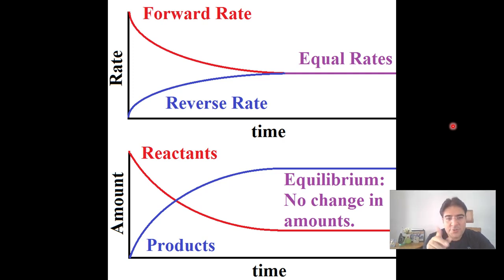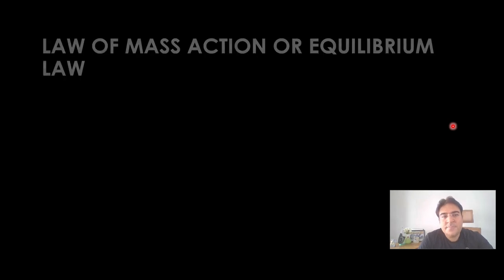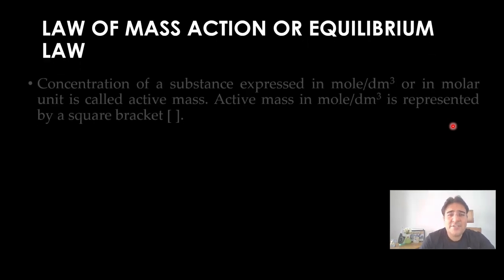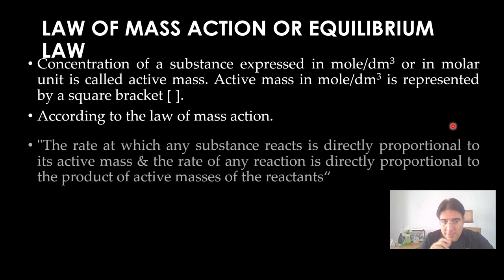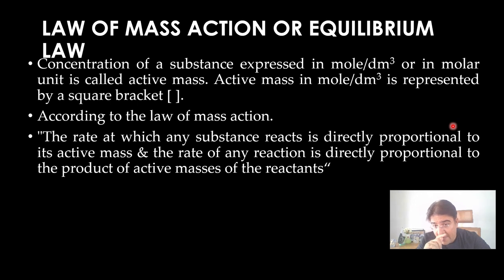The graph shows the equality, the plateaus are showing that the rates are not changing with time, which means equilibrium has been established. Then the law of mass action, if you remember, active mass is mole per dm cube. The rate at which a substance reacts is directly proportional to its active mass, and the rate of a chemical reaction is directly proportional to the active mass of the reactants.